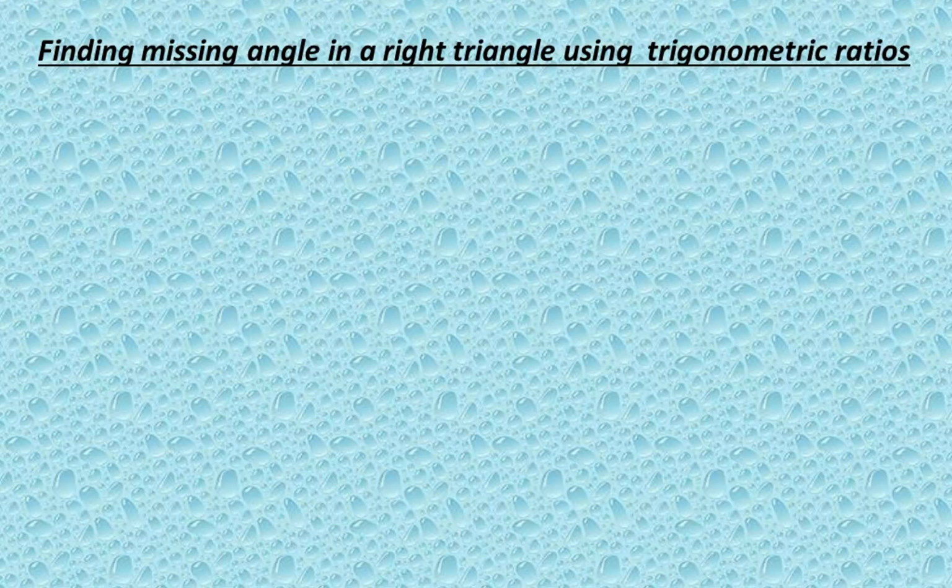Today's topic is finding a missing angle in a right triangle using trigonometric ratios. That means how to find an unknown angle in a right-angle triangle. Today's topic has three parts. The first part is a small introduction about the primary trigonometric ratios. If you want a detailed explanation of the primary trigonometric ratios, please go through the link given in the description box.